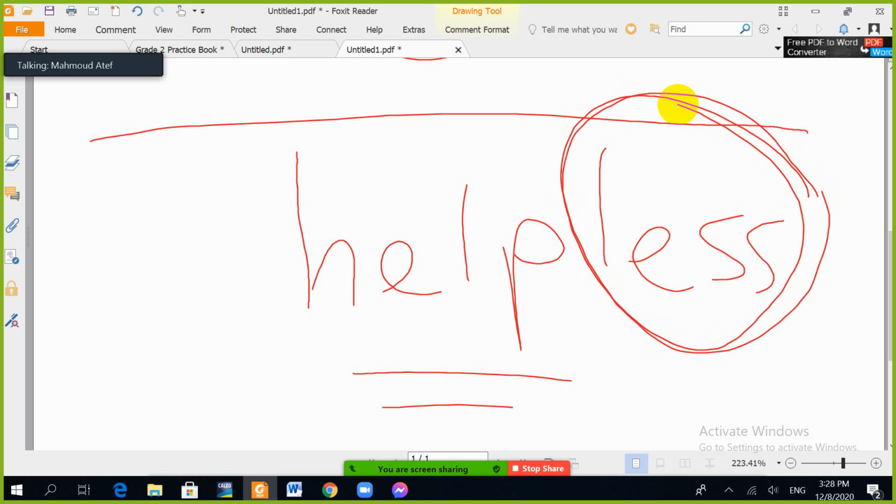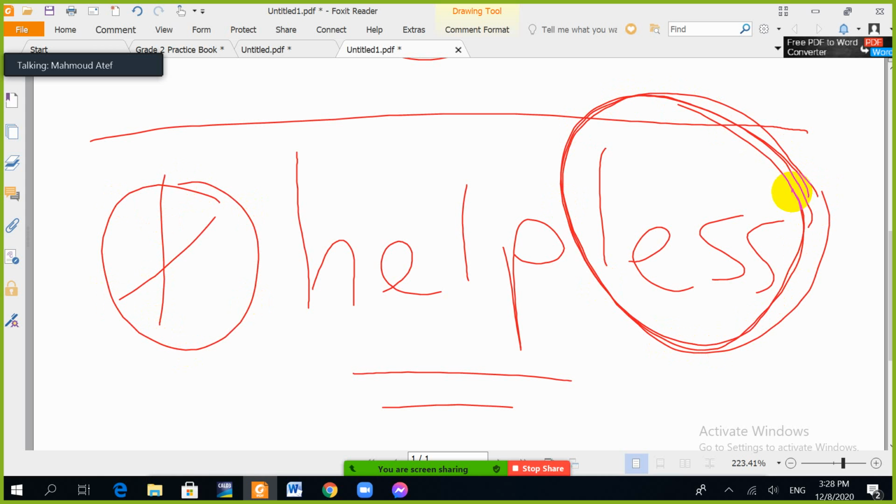Again, we were talking before about what? About prefix. Prefix at the beginning of the word is coming here. But here we are talking about the end of the word. So help, it will be helpless.